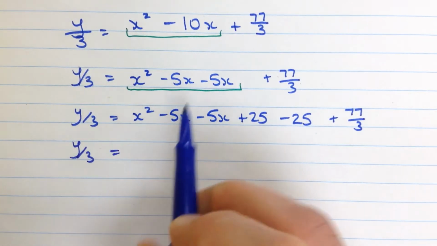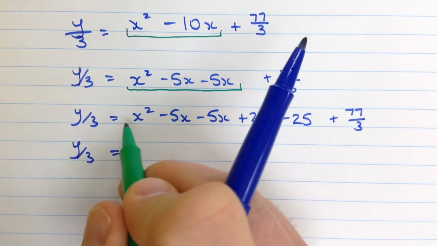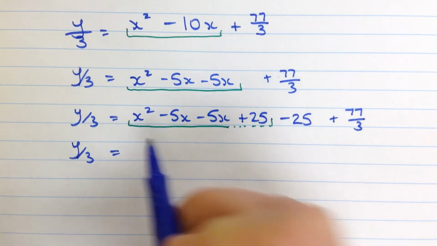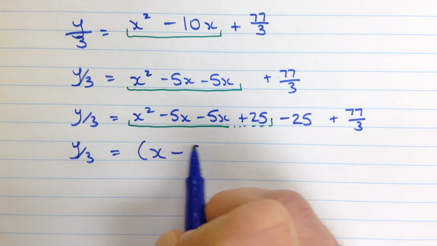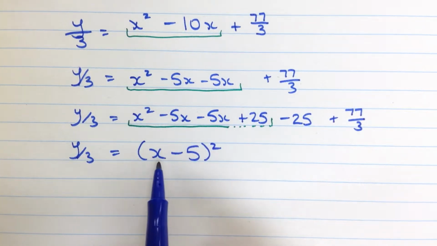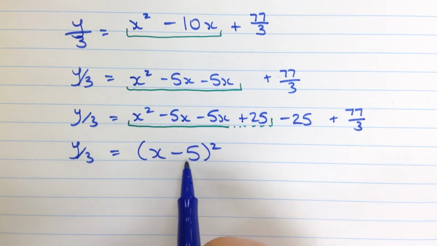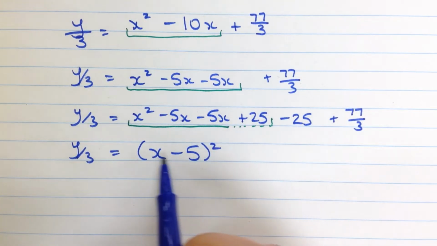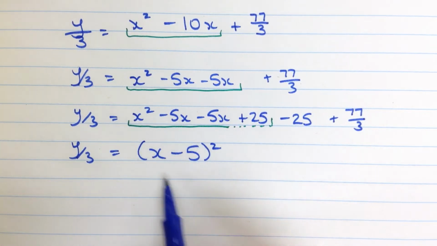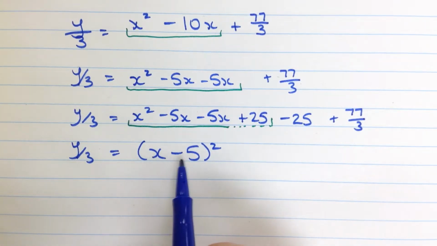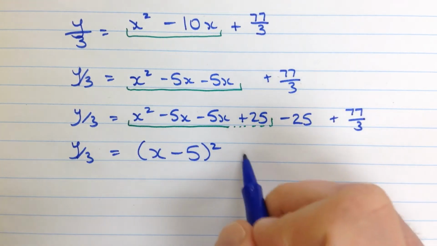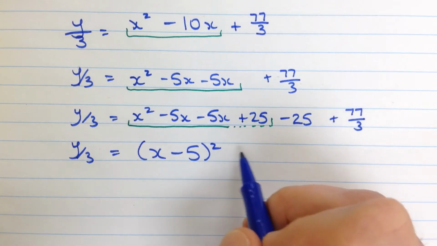So y over 3 equals this middle section now. I'm going to take this plus this other little bit right here. Together is going to be x minus 5 squared. So you've got to understand why these are the same thing. Negative 5 squared is 25. I've got 2 minus 5x's and an x squared. Expanding this binomial product here, x minus 5 times x minus 5, gives you the part that I've underlined in green right there with the extra little plus 25.